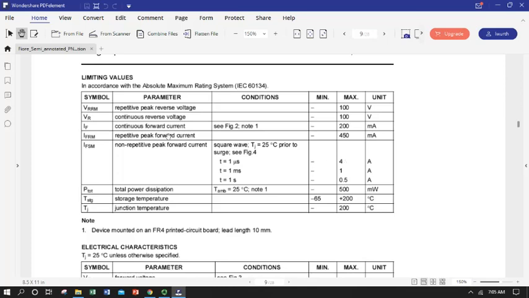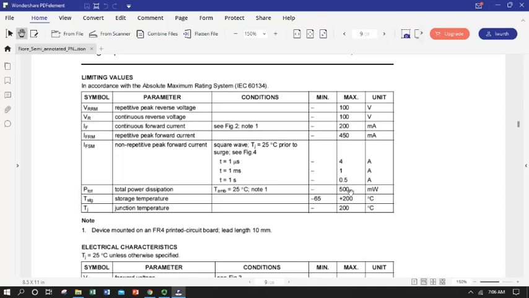The reason that repetitive and non-repetitive are different, and are different from continuous, is the ability to dissipate heat between. The reason we're limited on current is current creates heat. And we diffused things to create that p-n junction, and diffusion is a temperature limited process. So we'll basically end up homogenizing the diode if we let it get too hot for too long. So the limits on current are thermally related, and so we need to respect these when we design a circuit.